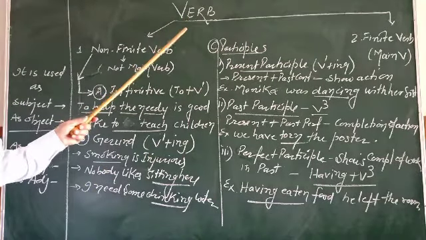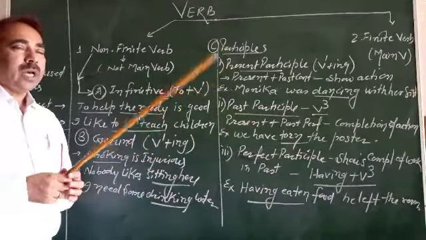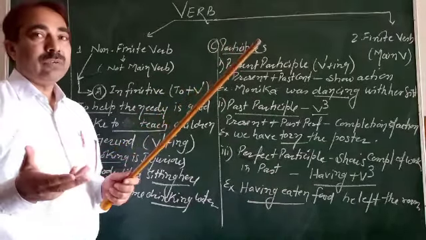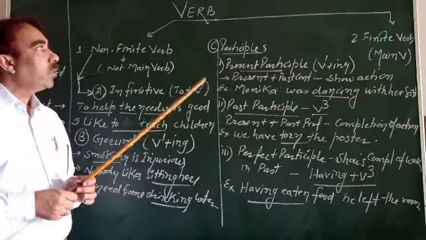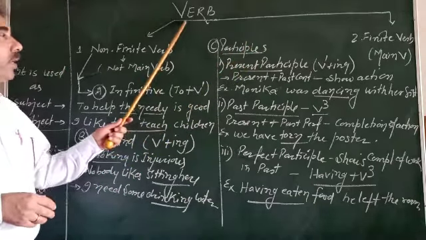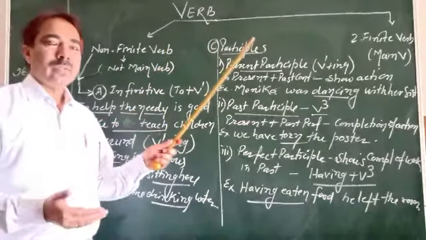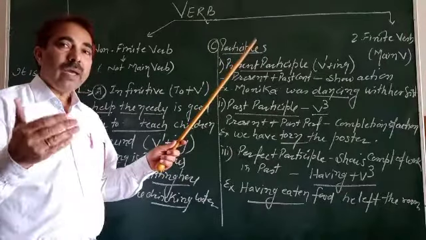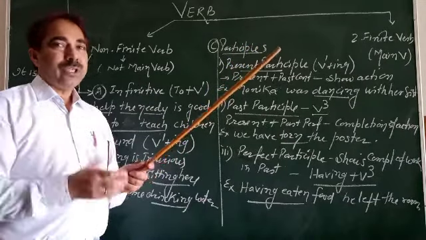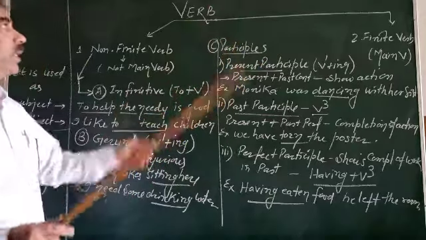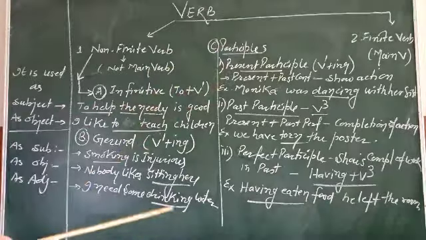Verbs are the words which give information about any action which is being performed. So simply you can say verb is an action word. Verbs are action words which show action. Broadly, verbs can be divided into two types mainly.